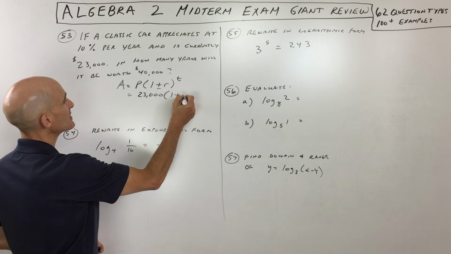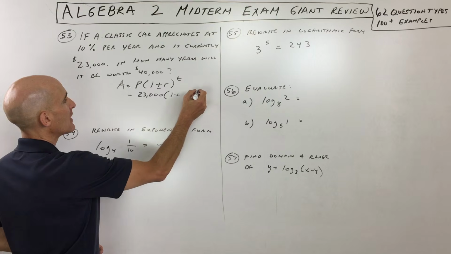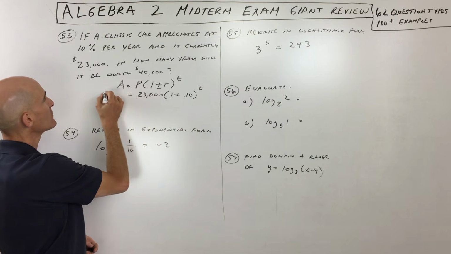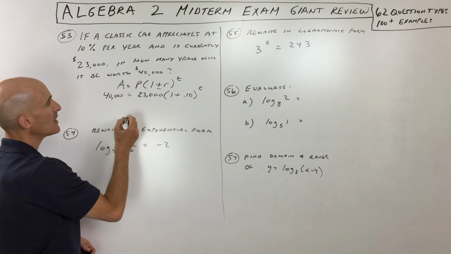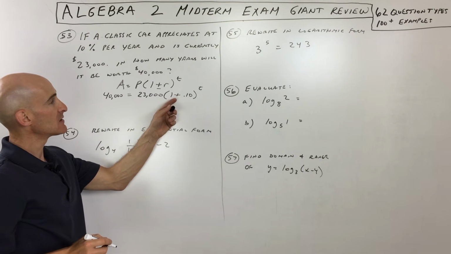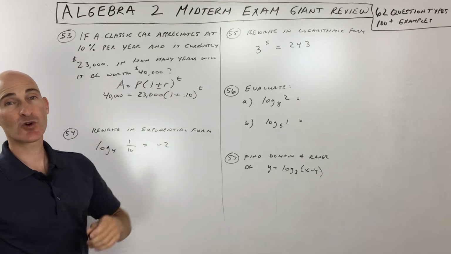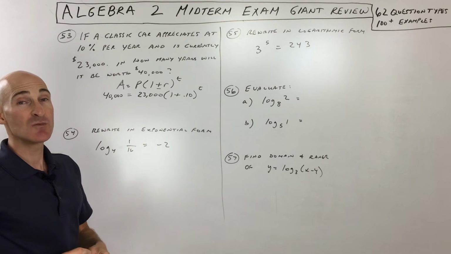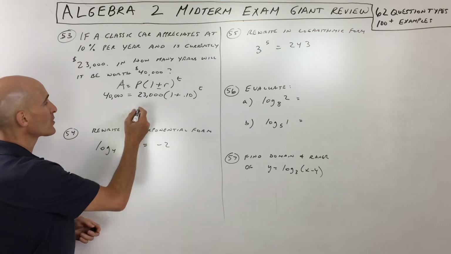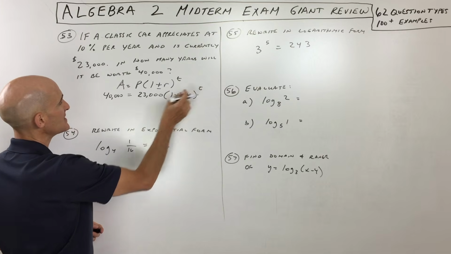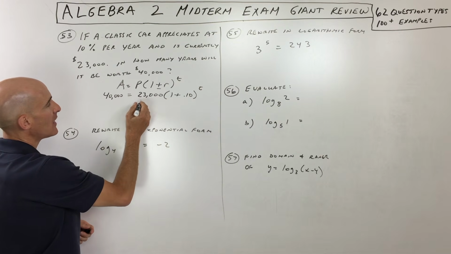The rate is 10%, which is 0.10, and then the t is the time, but we want to know when it's going to be worth $40,000. Okay, so here's the thing. We want to solve for t. When that variable is in the exponent position like that, that usually means we're going to have to take the log. So we're going to work from the outside in towards that t. So I'm going to divide both sides by 23,000.